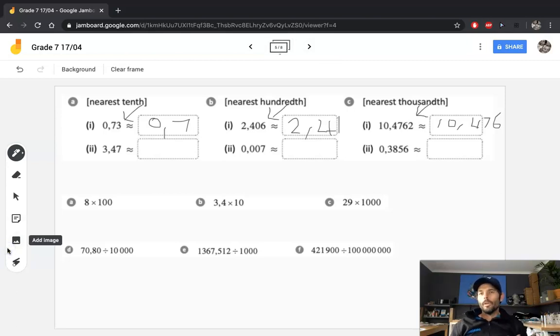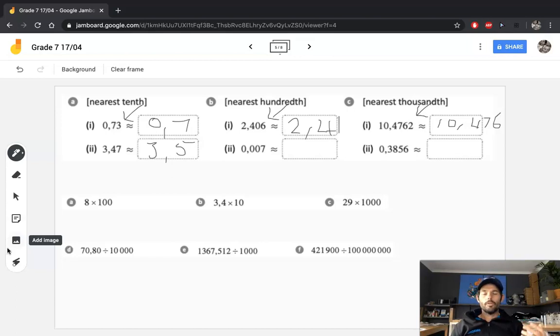Okay, so when you're looking at 3,47, remember I'm rounding off to the nearest 10th, the first number after the decimal, so I look at the hundredth column. 7 is greater than 5, so my 4 in the 10th column goes up 1, to 3,5. I'm rounding off in B2 to the nearest hundredth, so I look at the thousandth column.